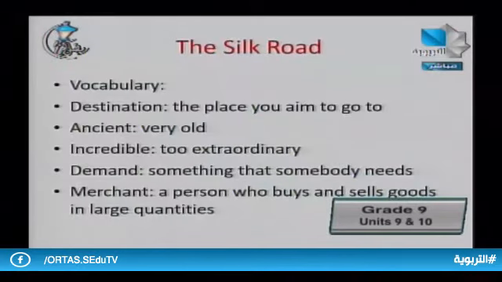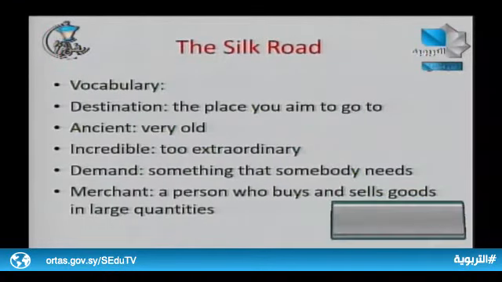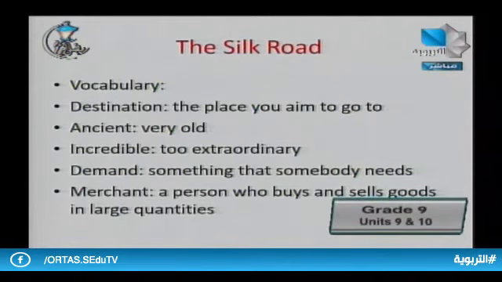The following one, merchant: a person who buys and sells goods in large quantities. As you know, dear students, buy and sell are opposites. Buy is to take something, and sell is to give something for money.